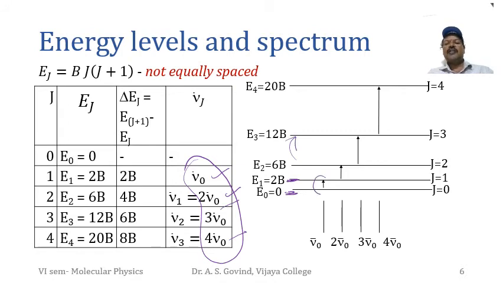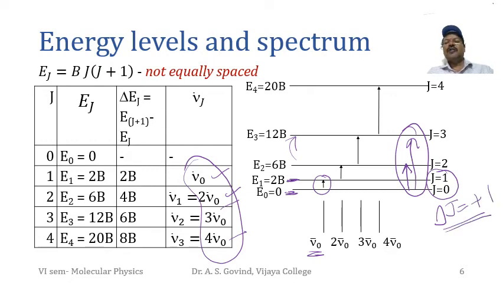And for absorption, transitions are upward. So first transition 0 to 2B, J equals 0 to 1. That is the first transition. That gives nu bar 0. And J equals 0 to 2, 0 to 3 are all not possible because the selection rule says delta J equals plus 1. So there is only one difference allowed. So 0 to 1 is the only thing possible. Next is 1 to 2, similarly 2 to 3 and 3 to 4. Upward transitions. So this gives 2 nu bar 0, this gives 3 and this gives 4 nu bar 0.